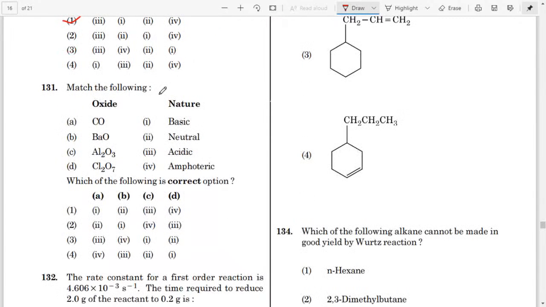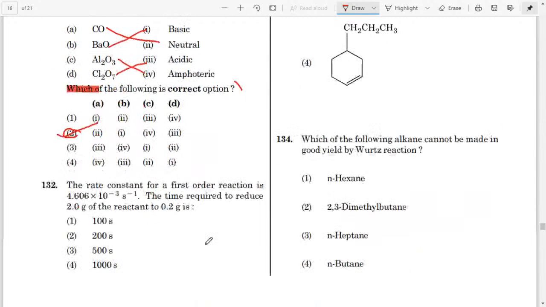Next, match the following: oxide, carbon monoxide, barium oxide, aluminum trioxide and chlorine heptoxide, with basic, neutral, acidic, amphoteric. So aluminum trioxide is amphoteric, simply tick this. Then carbon monoxide is neutral, so the option number 2 is correct, which shows that barium oxide is basic, aluminum trioxide is amphoteric and chlorine heptoxide is acidic, isn't it? So the option number 2 is the correct option, students.